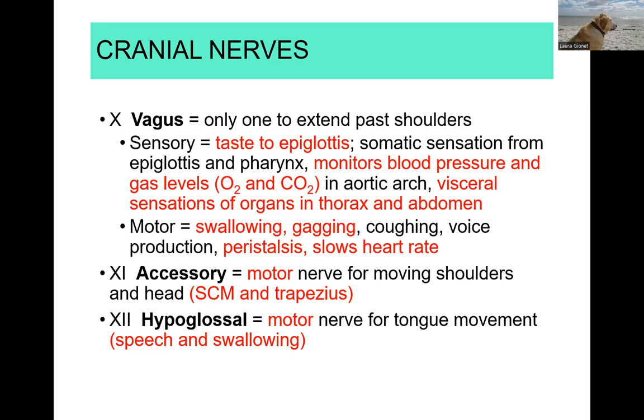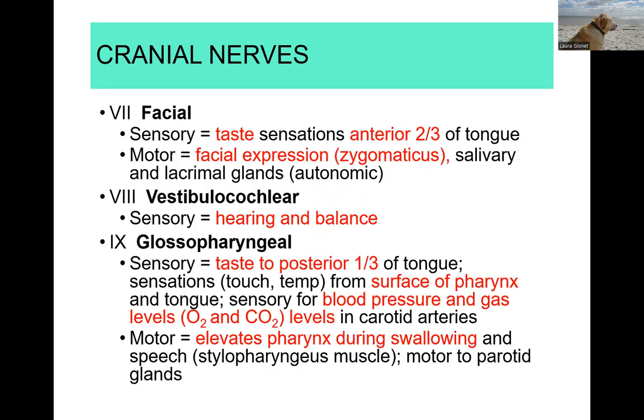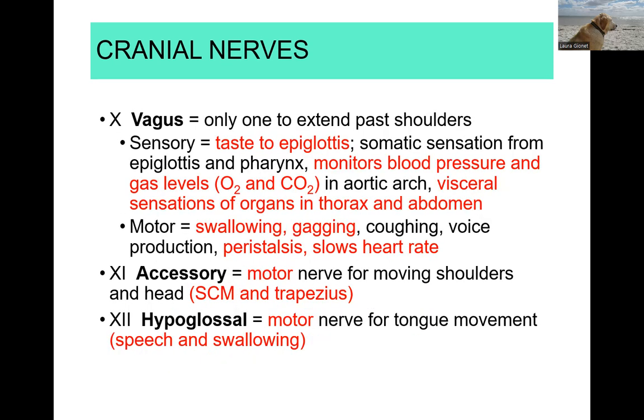And so it monitors blood pressure and gas levels from the aortic arch. So before we said glossopharyngeal conveyed sensory for blood pressure and gas levels, but from the carotid arteries, which are in the neck. Vagus does the same thing, but this is going to come from a big vessel that's in your chest, in your thoracic cavity. So those two are baroreceptors and chemoreceptors there. They convey visceral sensations of organs in the thorax and the abdomen.